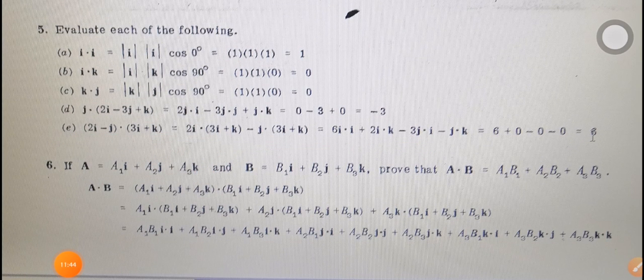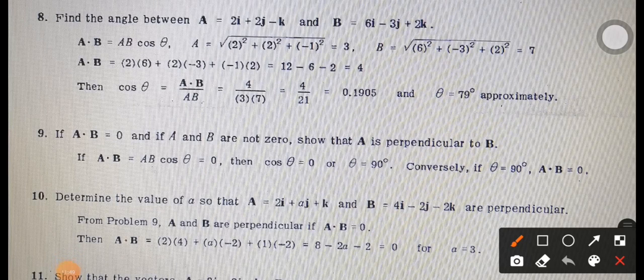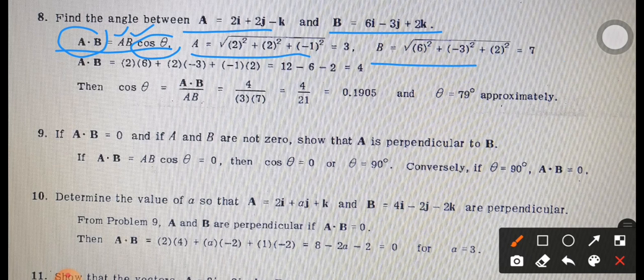We are already done with questions number 6 and 7. Next we have question number 8. Find the angle between A and B. The vector A is given to us and the vector B is also given to us. Now we know that A dot B is equal to |A||B| cos theta. We can easily find A dot B by multiplying the corresponding components of the two vectors. We can find the magnitudes of A and B, and then easily find cos of the angle theta. So we first calculate the magnitude of vector A, which is 3, and the magnitude of vector B, which is 7.